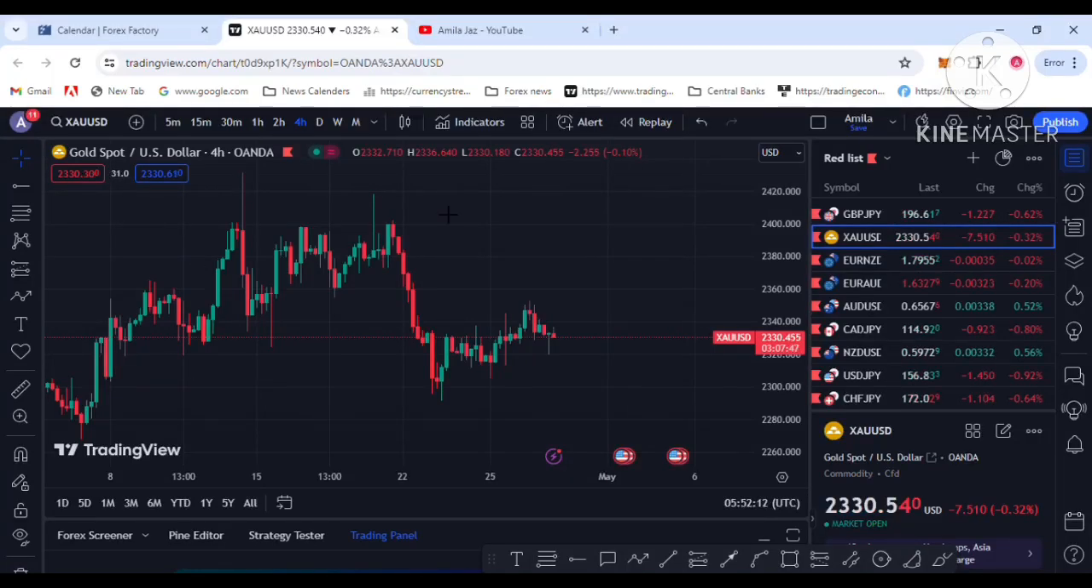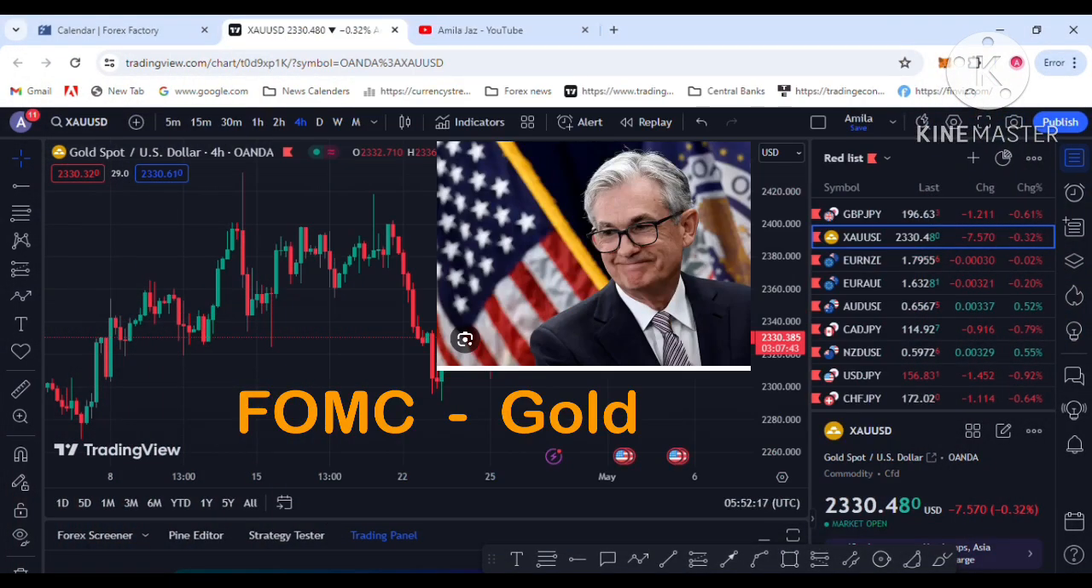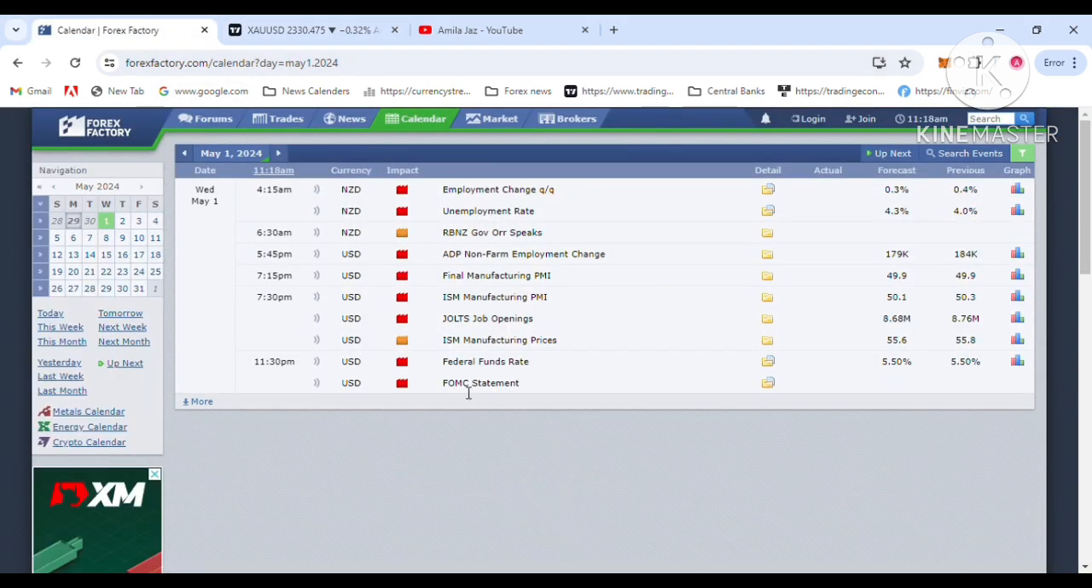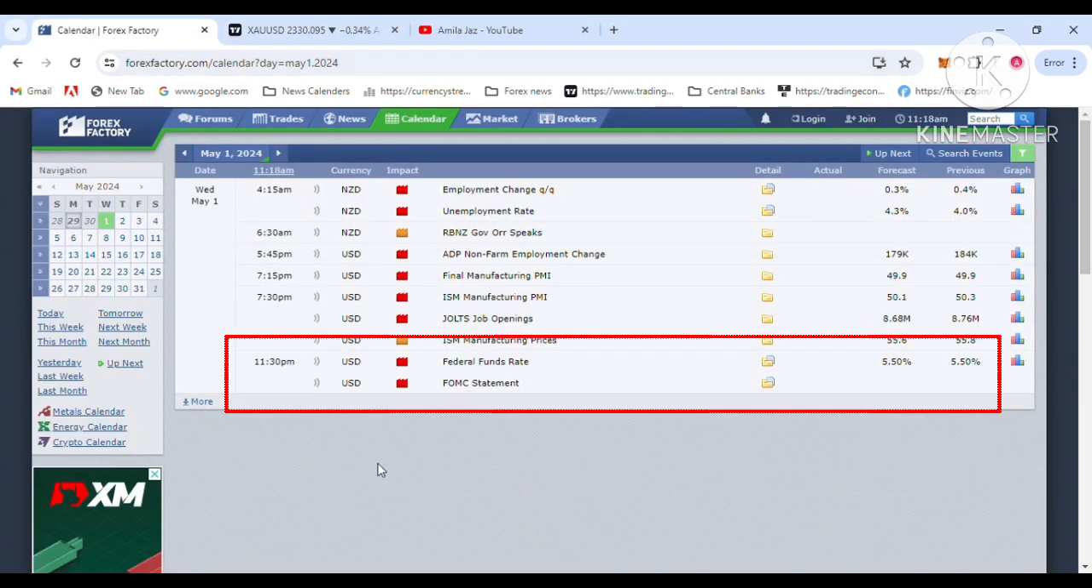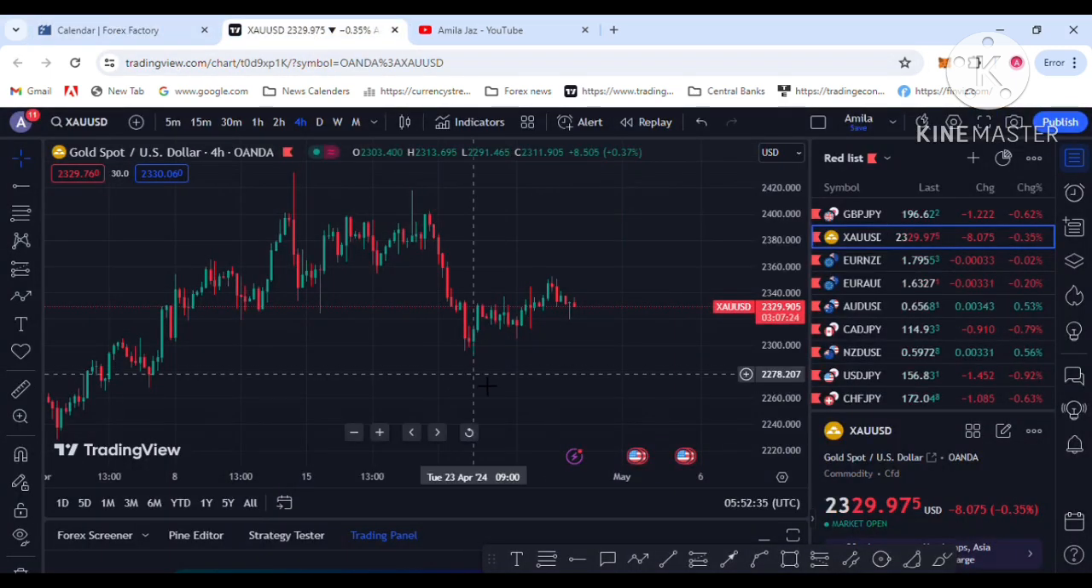Today I'm going to analyze gold with this week's FOMC meeting, the Federal Reserve's funds rate. How will gold react with this Fed funds rate? You can see on Forex Factory, Wednesday, 1st of May, the federal funds rate FOMC meeting. The current rate is 5.5. That's how gold will react to this interest rate decision from the American central bank, the Federal Reserve.